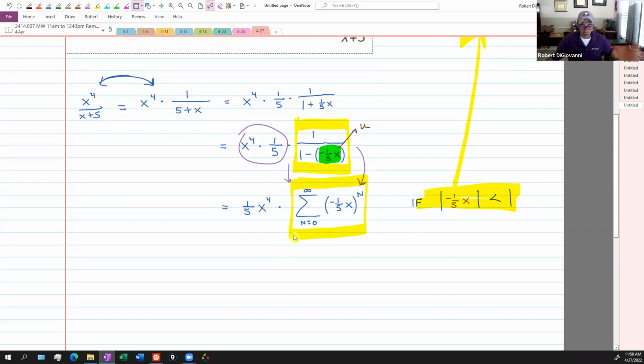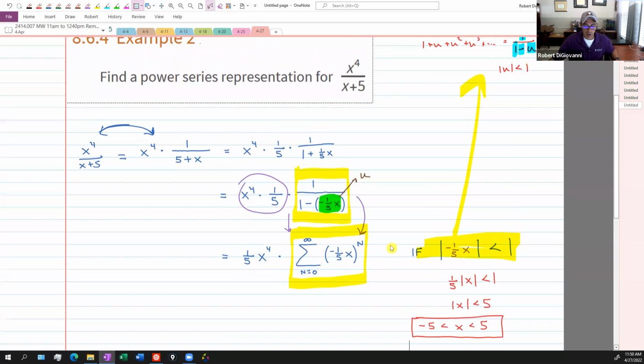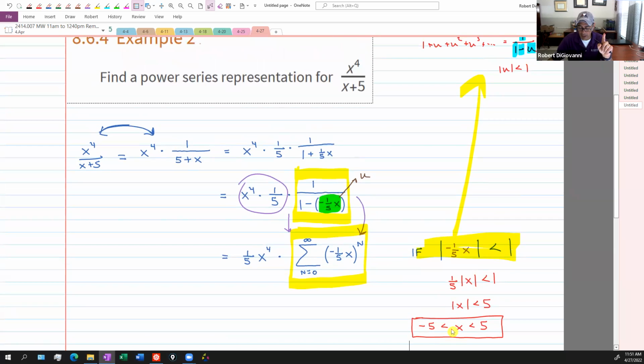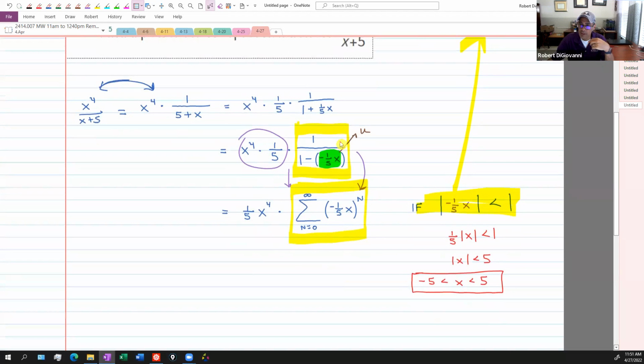Before I continue though, I just want to clear up over here what our interval of convergence is. Here, I can take the absolute value of the negative 1/5 and get this. I can multiply both sides by 5, and then I can drop the absolute value and have my interval of convergence. So I am allowed to do this. Everything I've done here is valid so long as I'm talking about values of x that are between -5 and 5. As long as I'm doing that, then what I'm doing is okay.